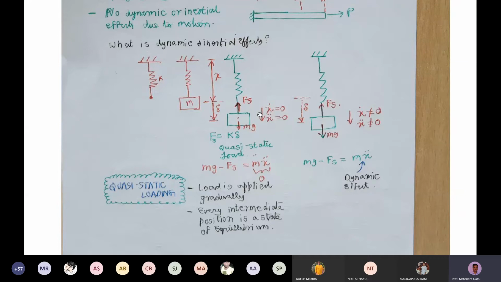But when you consider a dynamic case, you have a spring with a mass mg and the spring force upward. The free body diagram is this one, and we have the equilibrium equation mg minus Fs equal to m x double dot. In this scenario, we are calculating the acceleration terms at every instant, so we are not neglecting the dynamic effects. This quasi-static loading problem will be completely different from this dynamic problem.